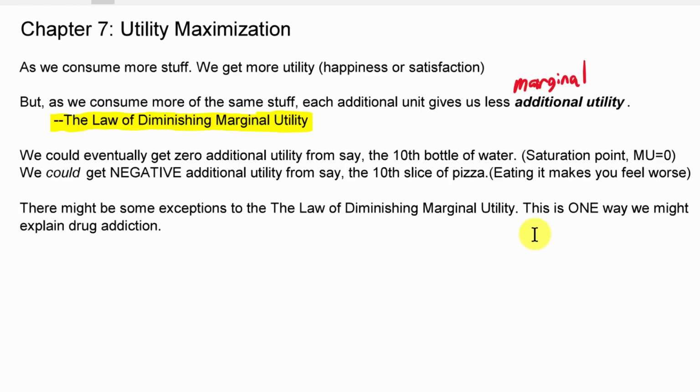But one exception might be drugs, maybe in their reaction in the brain by causing people to become addicted. Maybe this is one reason that explains how people become addicted to drugs. We assume that people are rational. People try to weigh the costs and the benefits of doing things and try to make purposeful choices that make them better off. Well, if that's true, how do people get addicted to drugs?